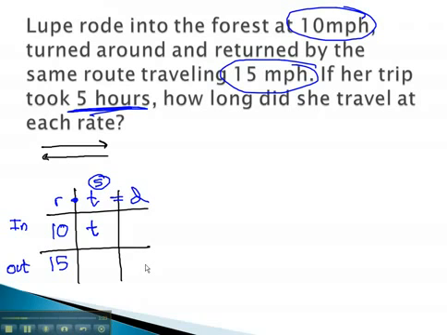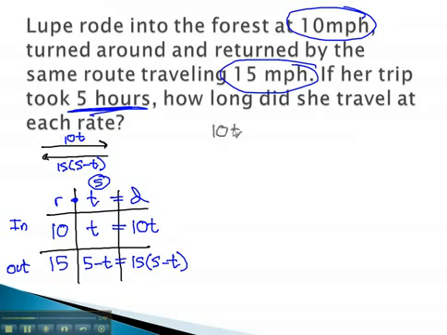When we have the total time, the first cell is t, the second is total, or 5, minus t. This means for our distance, multiplying rate by time, 10t going in, and 15 times 5 minus t coming out. So if it's 10t going in, and 15 times 5 minus t going out, same distance, we can set those equal to each other.